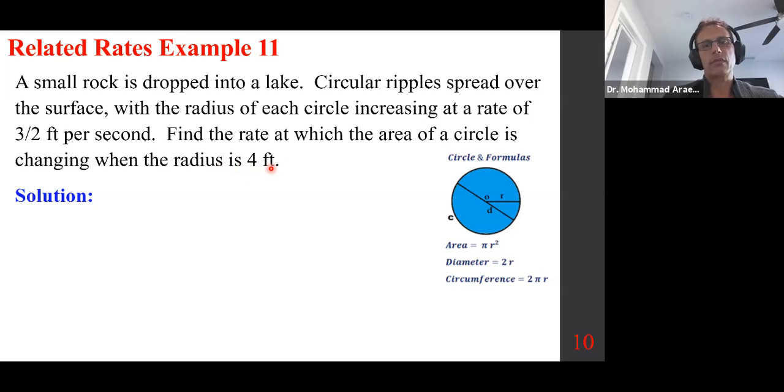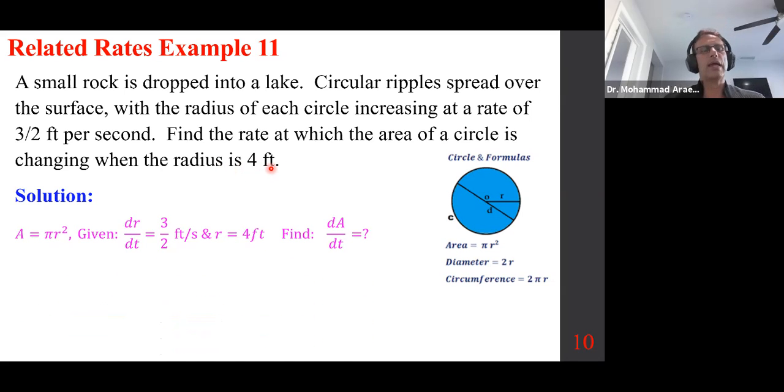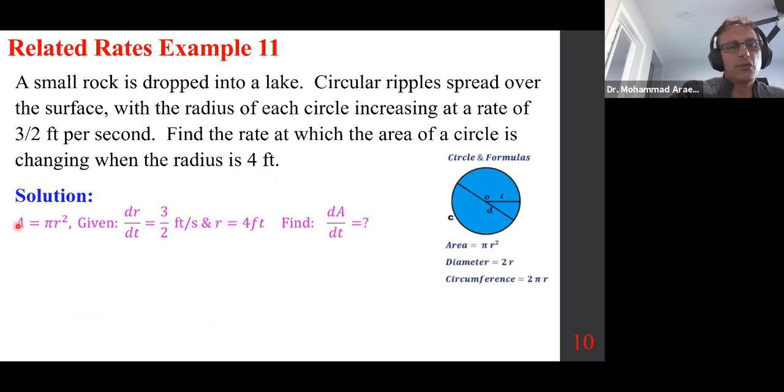r is 4 feet. So here's the translation. First, the formula, we need something here. We picked A equals pi r squared. The dr/dt is 3/2 feet per second. Radius is 4 feet and the dA/dt is missing. Okay, it's very straightforward. After we translate it symbolically, it becomes very easy to finish the job.